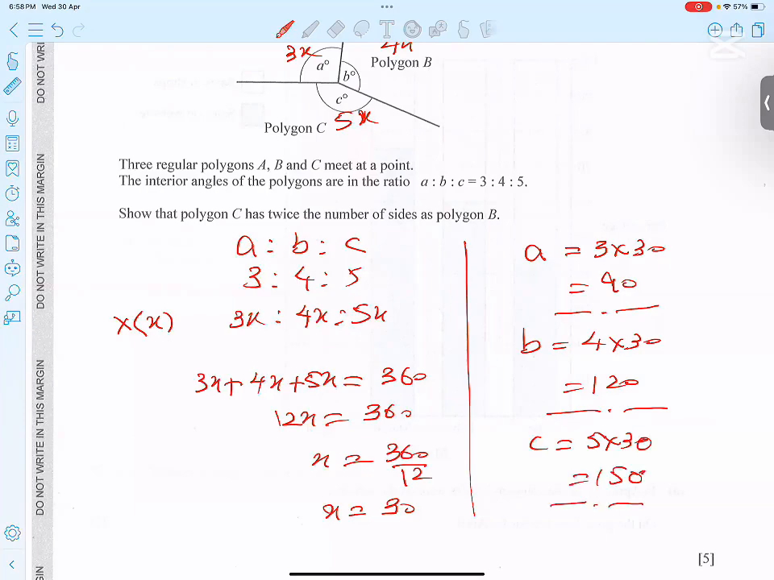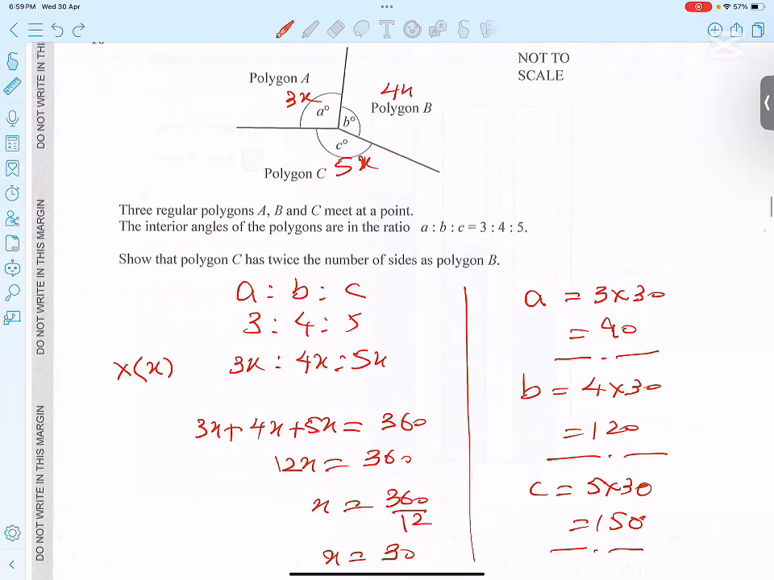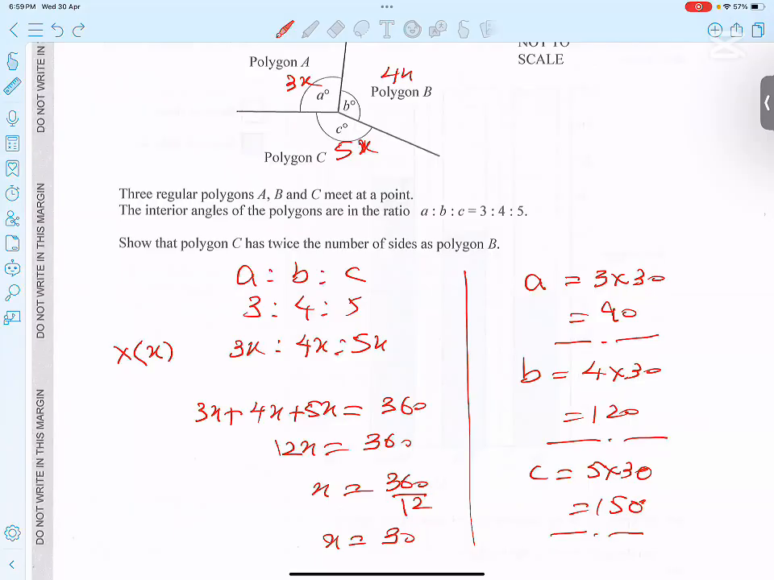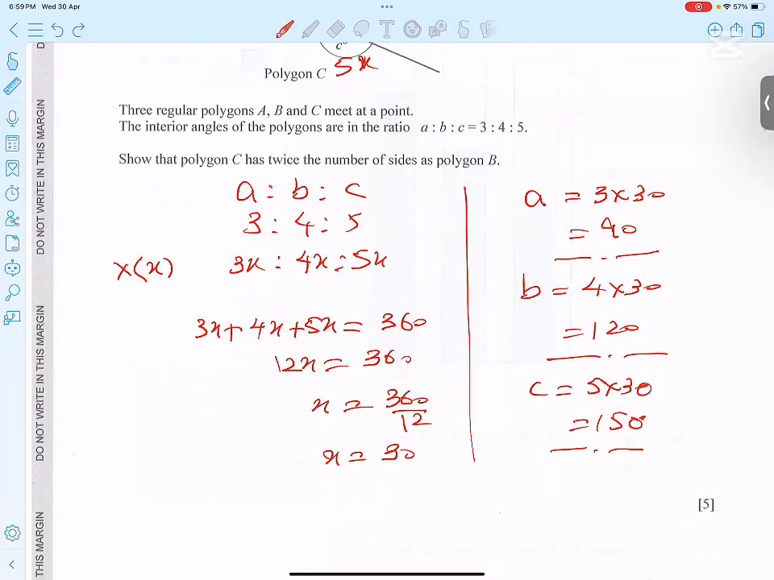Now, students, what is my task? The task is that angle C is twice that of B, a double. So show that polygon C has twice the number of sides. We got the angles, students. These are interior angles. Now we have to convince the examiner and show that polygon C has twice the number of sides. So what is the technique? We take C and B and leave A.